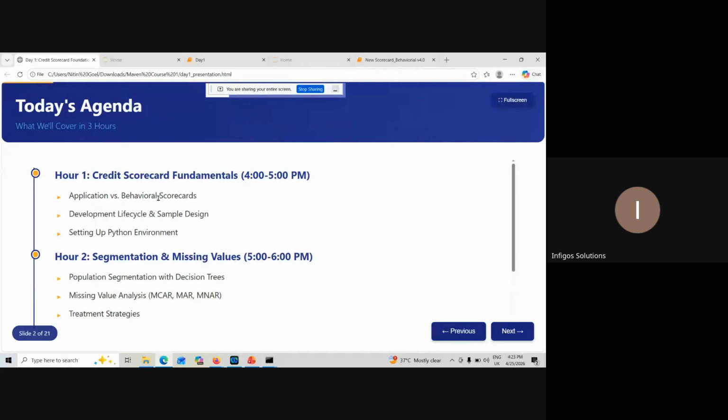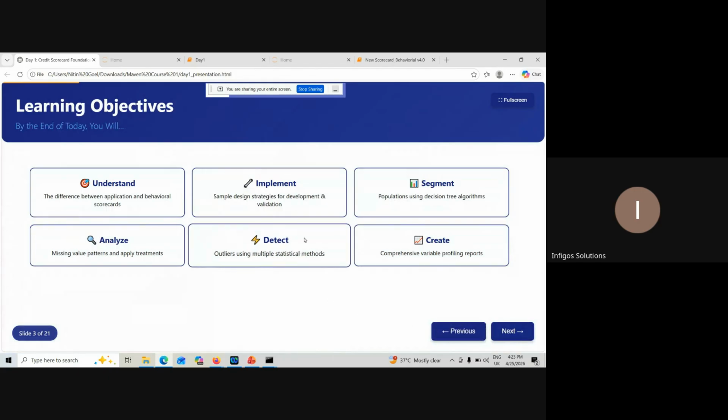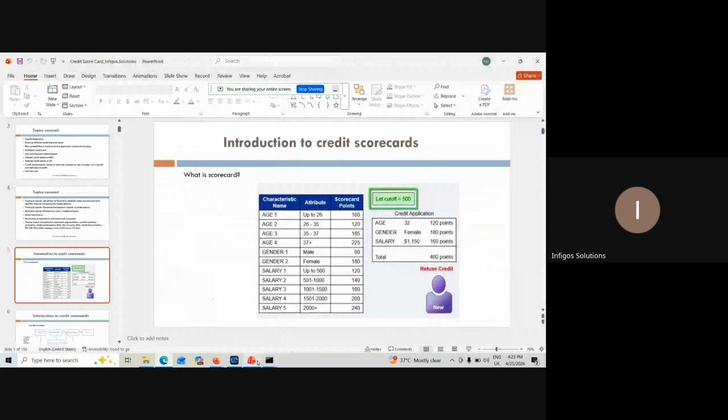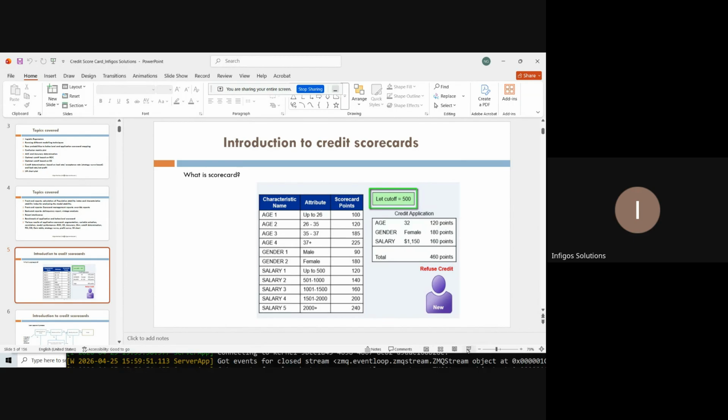What are the applications for the scorecard, life cycle, sample design, setting up Python, population with decision segmentation, missing value treatment, treatment success. So we will go into this, and the second material is PowerPoint, which is made by me, made by my team. So let's start with this one.